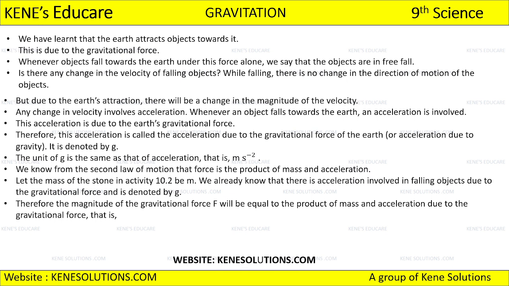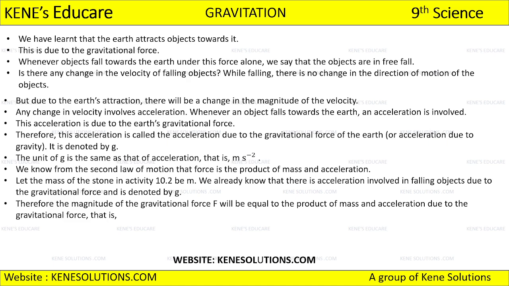Capital G is the gravitational constant. Small g is acceleration due to gravity. So we need to be clear with both the terms. The unit of acceleration due to gravity is the same as that of acceleration, that is meter per second square.